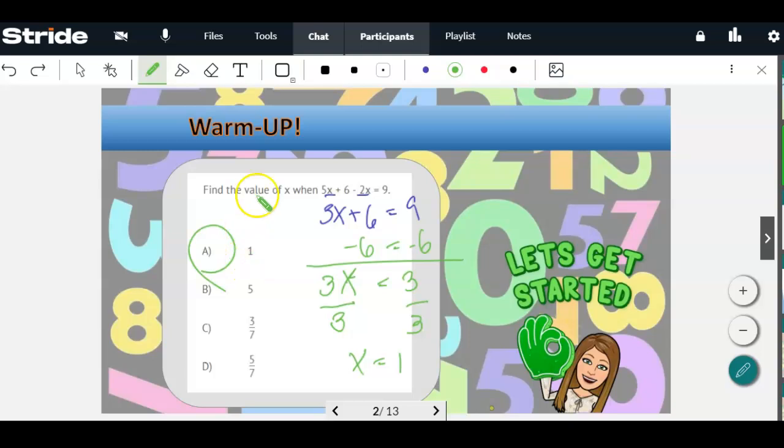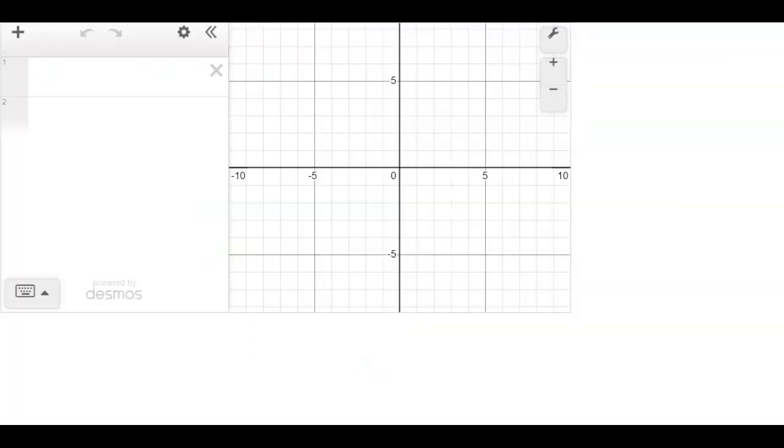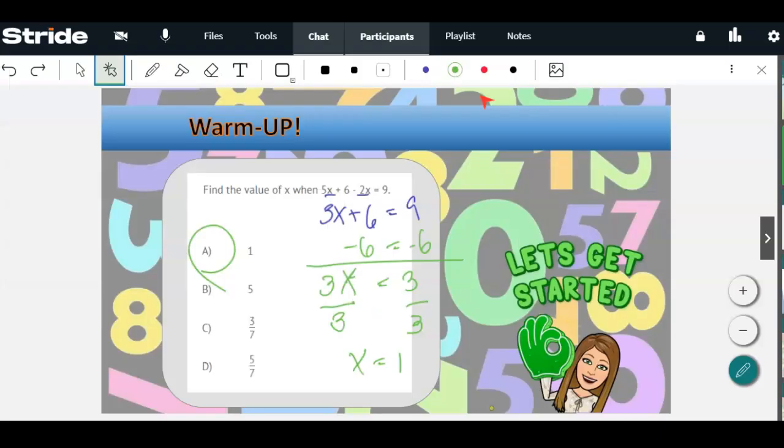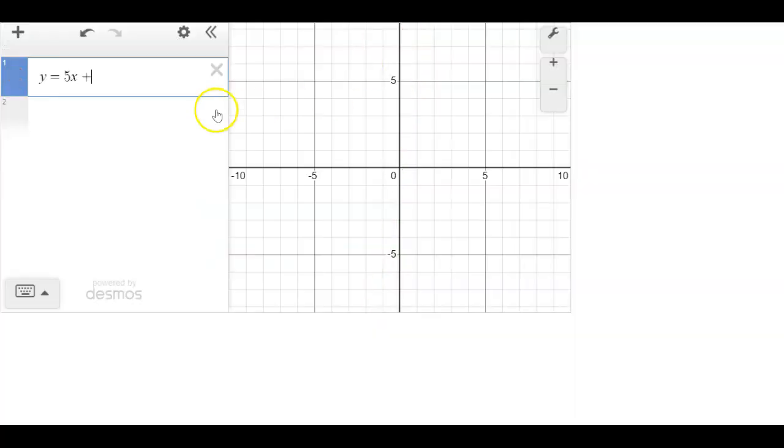Remember, you can put this into the calculator. You can put the left side in just like you see it as y equals. So 5x plus 6 minus 2x. Make sure you're using the x. All right, we got a red line there.